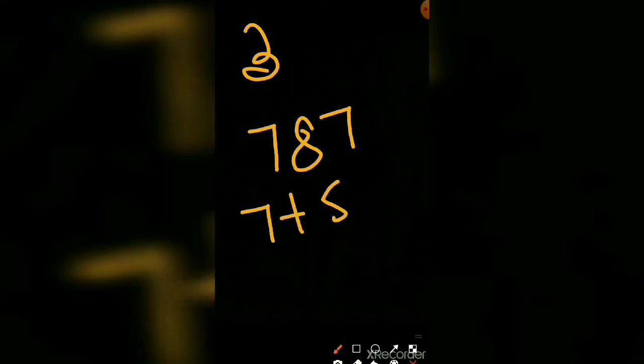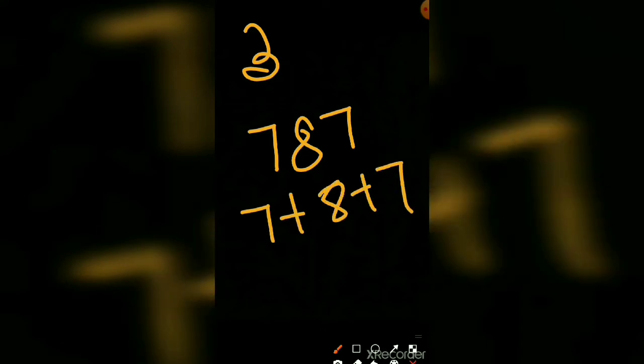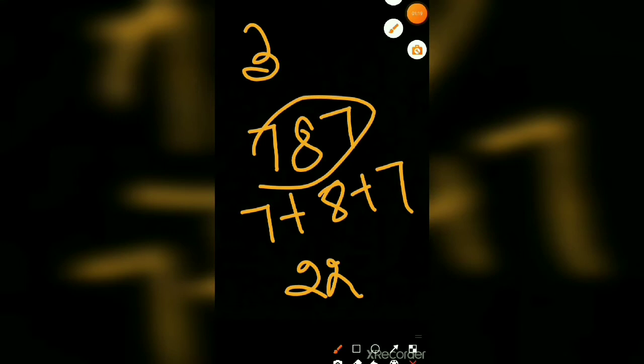The next number is 3. For 3, the criteria is a bit different. It states that the sum of the digits must be divisible by 3. If that's possible, then the number is divisible by 3. Let's see. It is 787. So 7 plus 8 plus 7. 7 plus 8 is 15, 15 plus 7 is 22. And we know that 22 is not divisible by 3. So 787 is also not divisible by 3.